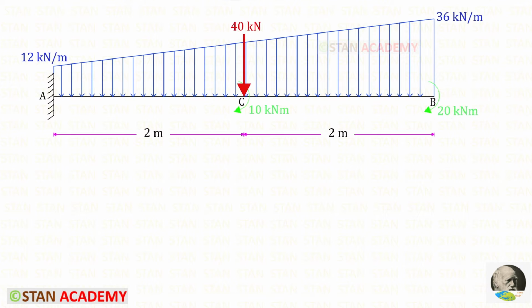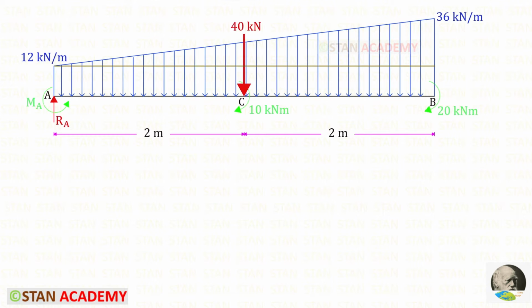There is one more concentrated moment 10 kN meter. It is also acting in the clockwise direction at a distance of 2 meter from the free end. In the same point we have a concentrated load 40 kN. We can split the uniformly varying load into two parts. We need to draw a line like this. Above the line we have a triangle and below that line we have a rectangle.